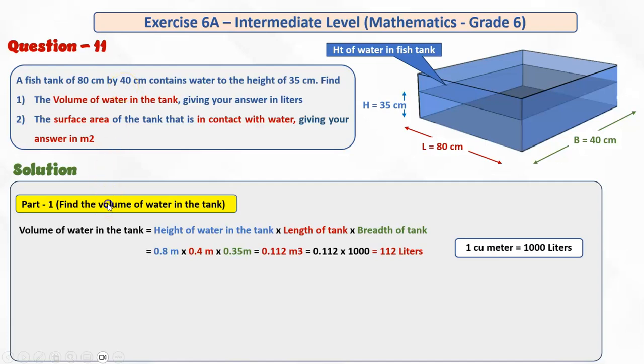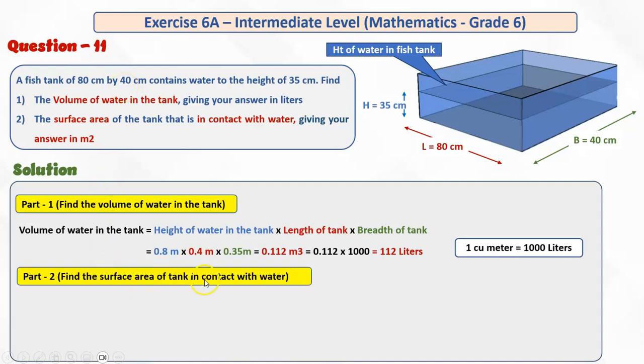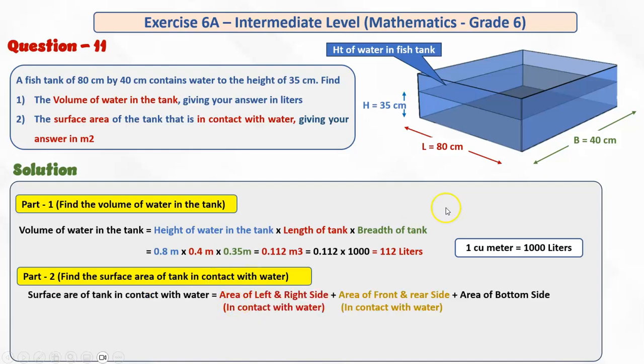Now going towards part 2, which is to find the surface area of the tank that is in contact with the water. How would we find it? We need to add the area of the left and the right side. This is the left side. And how would we calculate the area of the left side that is in contact with the water? This is the height, and multiplying it with the breadth. So 35 by 40. Similarly, for the right side, we have height 35 and the breadth is 40 centimeters.